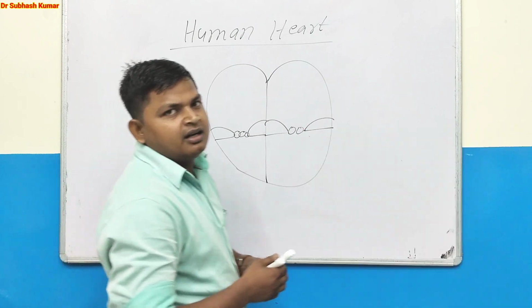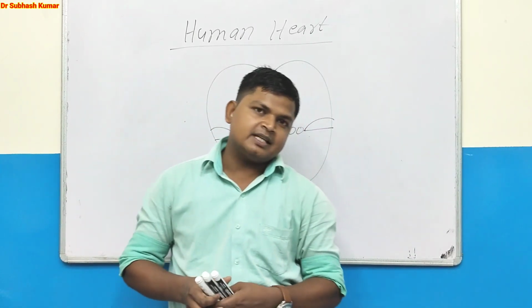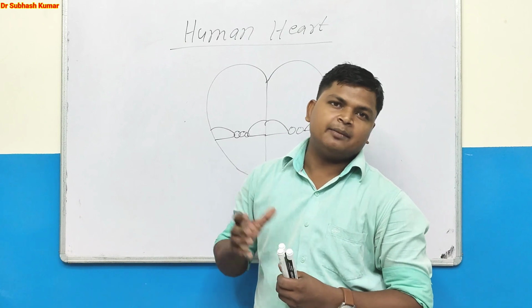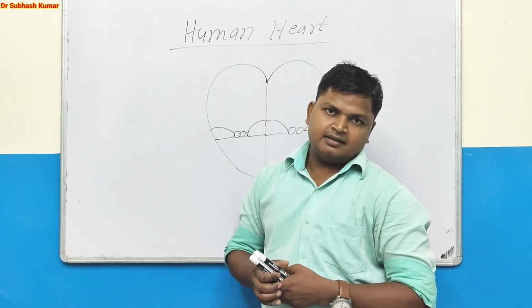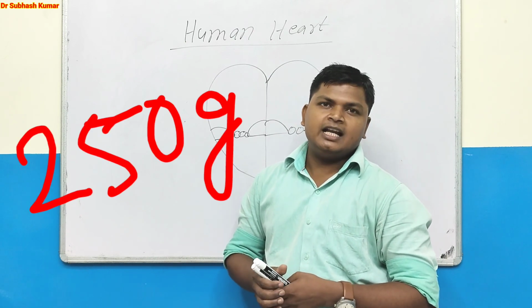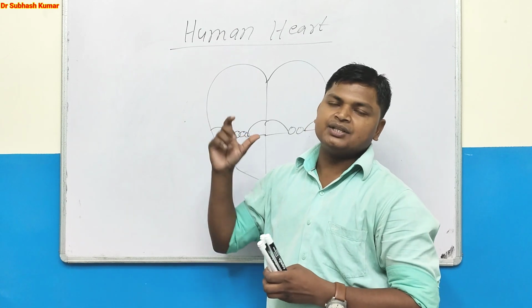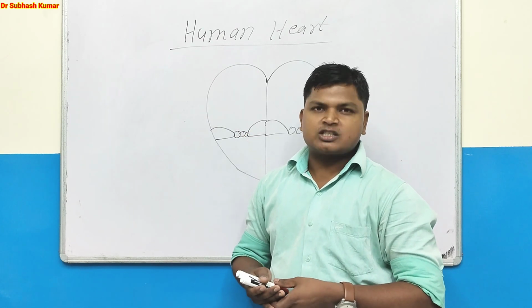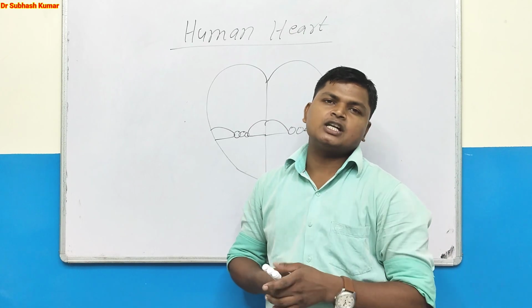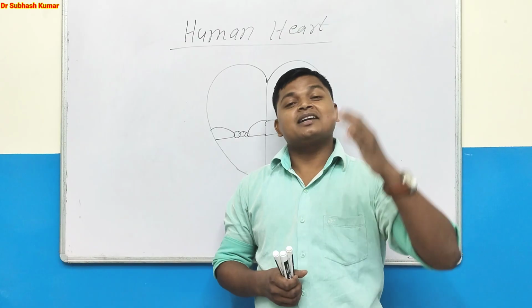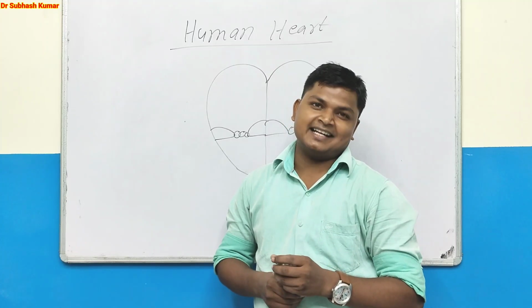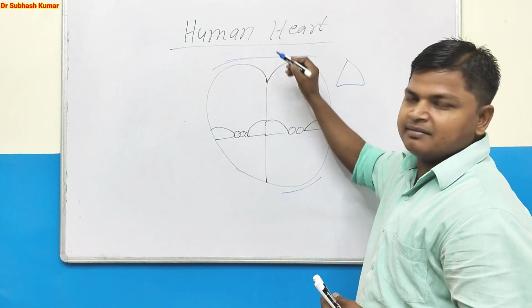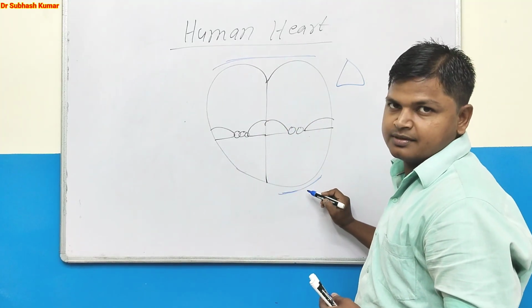Now, the human heart looks conical in shape, and its weight is different in male and female. It weighs 250 grams in female and 300 grams in male. Approximately, it may vary from person to person. Great Khali's heart, because he has a great body structure, may be approximately 400 grams. Its base is above and apex is down.